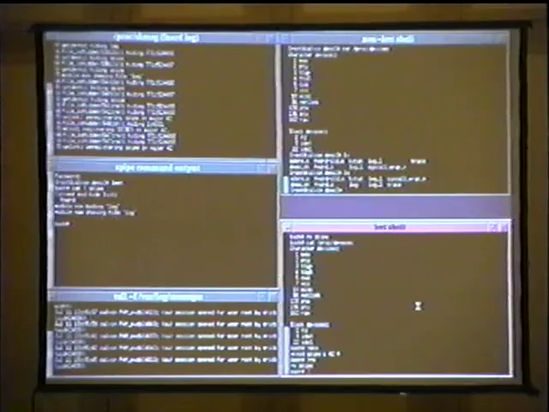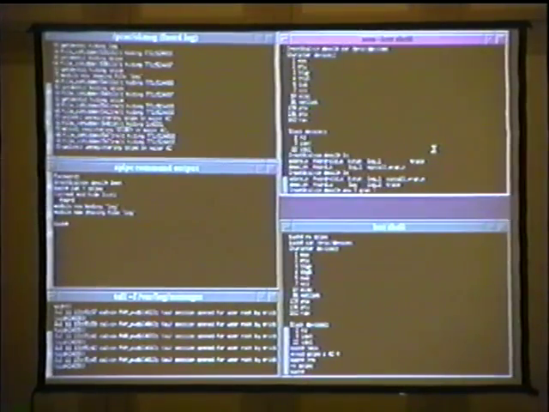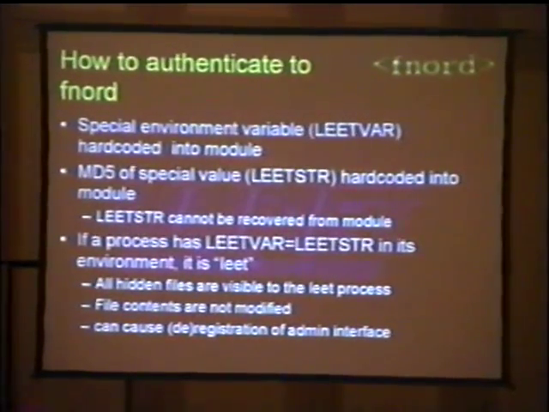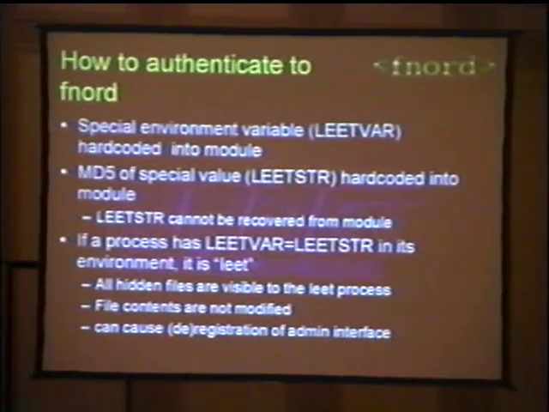So we've shown you a little bit about leet processes. You've noticed that one of these processes is not like the other. The bottom process can basically see everything, and the top process can see nothing. And that's because one of them has an environment variable that the other one does not. That's called delete var. And if you actually do an env on the bottom one, you'll see that we've got leet var equals the leet string, which is basically a password. And we store the MD5 hash of that in the module.